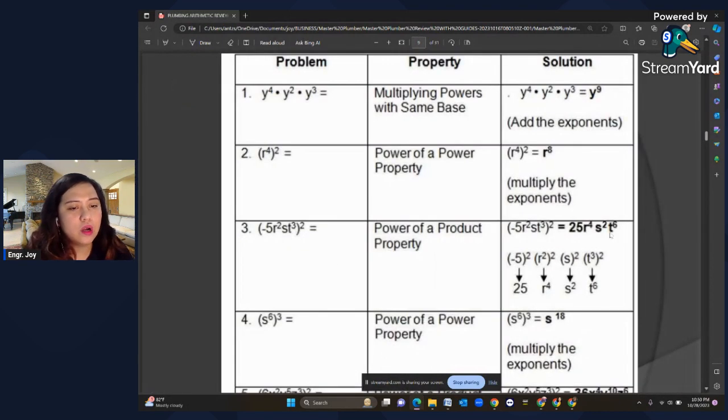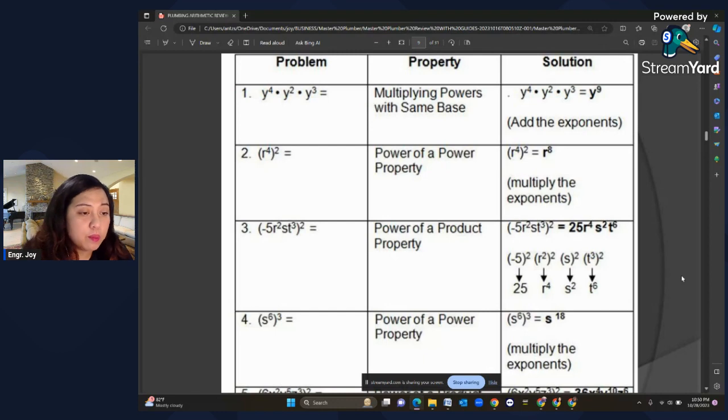Okay, so here's the problem. Y raised to 4 times y raised to 2 times y raised to 3. As you can see, parehas yung kanyang base. Since we are multiplying powers with same base, copy the base, then add the degree, which is 4 plus 2 plus 3, that is y raised to 9.